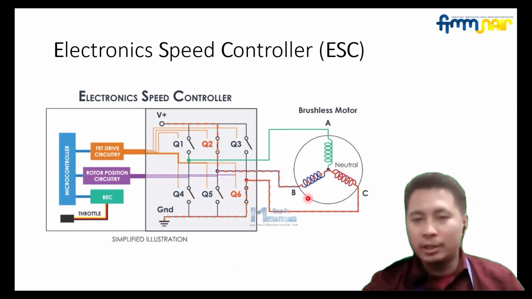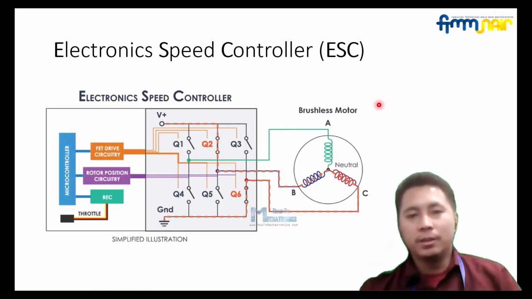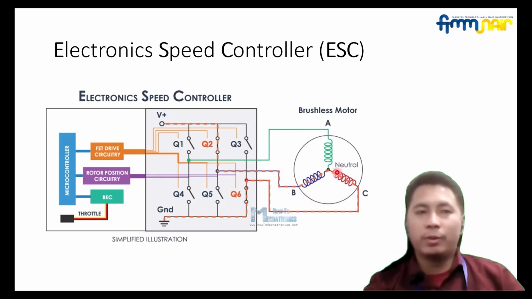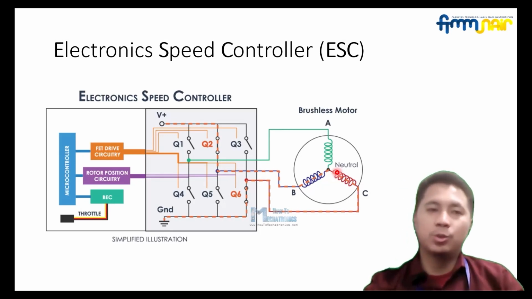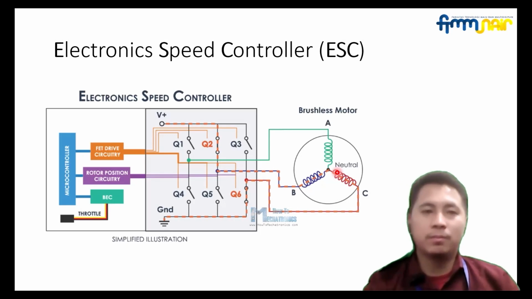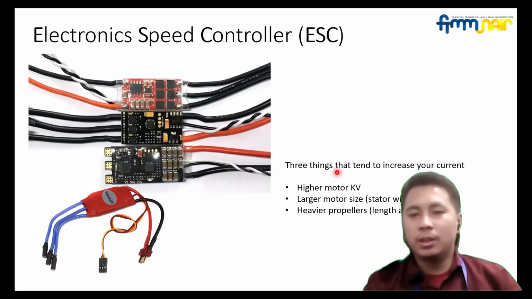And this is the electronic speed controller, or ESC, usually using MOSFET electronics here, which works like a switch to make the three phases work at each point, creating the rotating magnetic field so that the motor will rotate. The higher the frequency at which the ESC goes through the six intervals, the higher the speed of the motor will be. And this is the electronic speed controller as well.